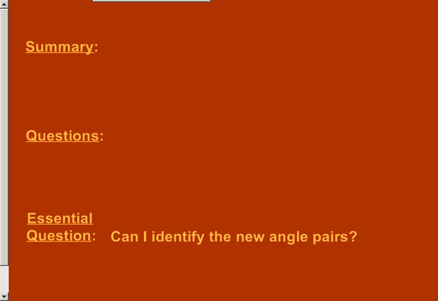All right. Last thing you need to do is write a summary, okay, wrapping up the information about the 4 different angle pairs that we just talked about. Jot down any questions that you may need to come in and have addressed at tutorial time or whatever. And always keep in the back of your mind your essential question: can I identify the new angle pairs? If you can, then you're probably good to go. If you cannot, then we're going to need a little practice.